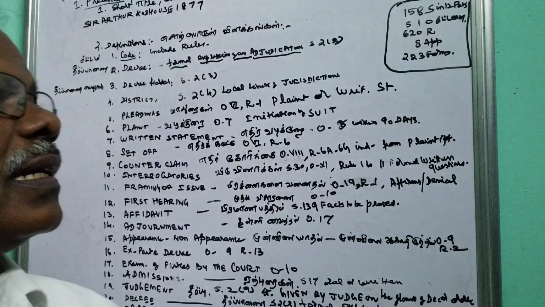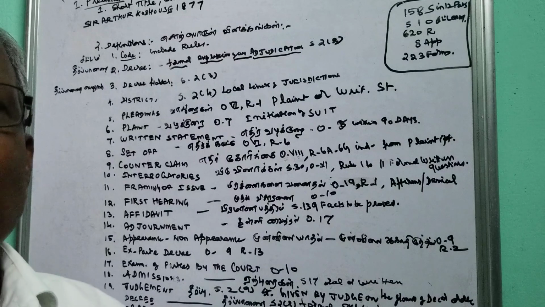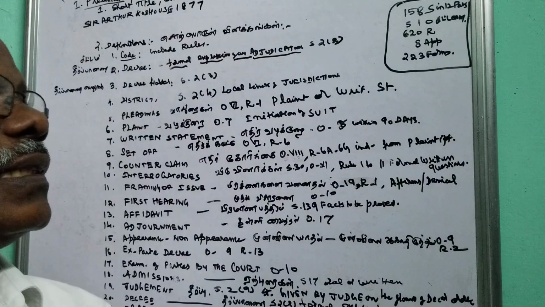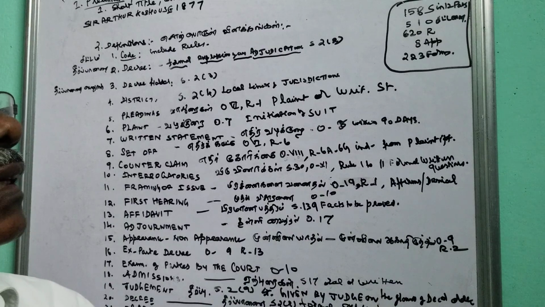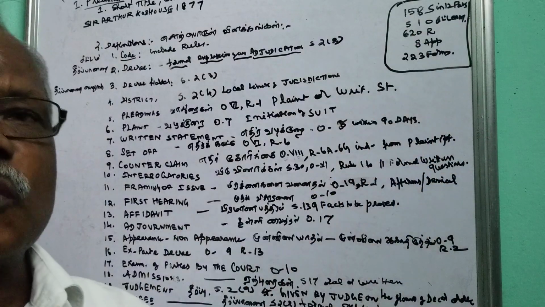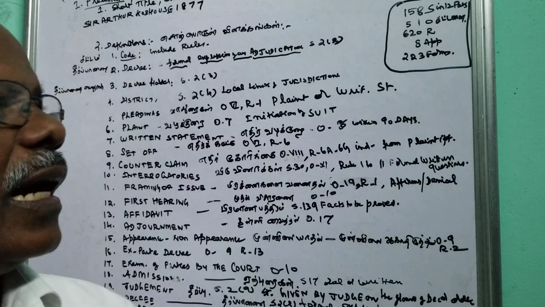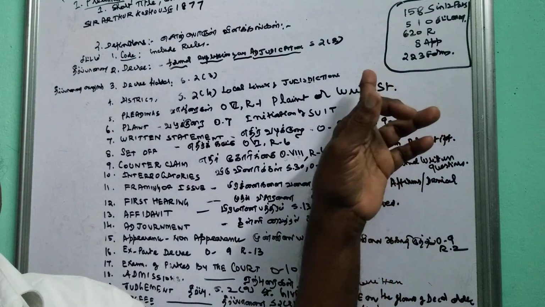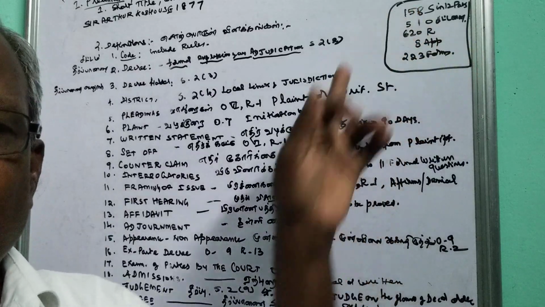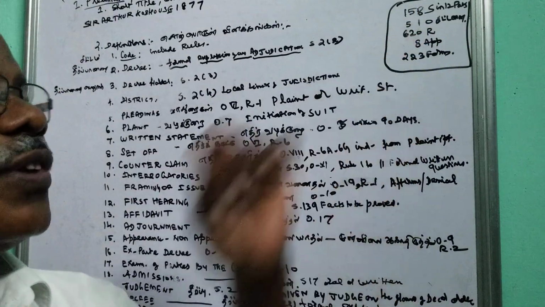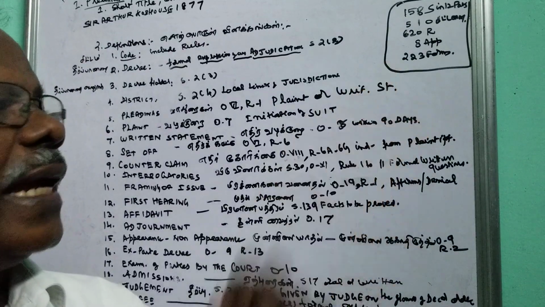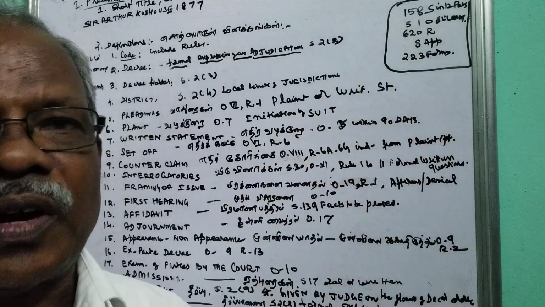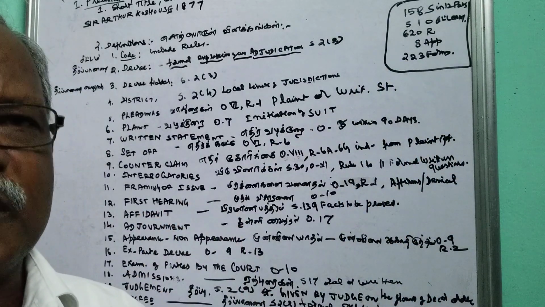Regarding the content of this Code of Civil Procedure, it contains 158 sections in 11 parts, 51 orders and 620 rules, and then 8 appendices and 223 forms. So to repeat again, 158 sections in 11 parts, 51 orders and 620 rules, 8 appendices and 223 forms. This is the content of the Civil Procedure Code.